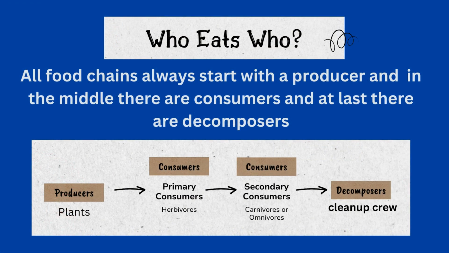Here comes who eats who. There's an order all food chains follow. They all start with the producer, and in the middle there are the consumers, and at the end there are the decomposers.